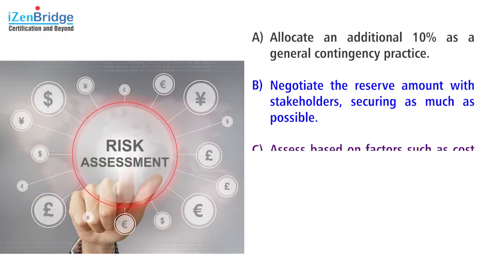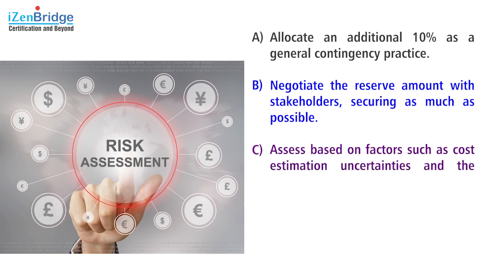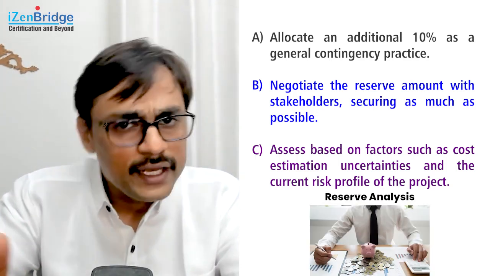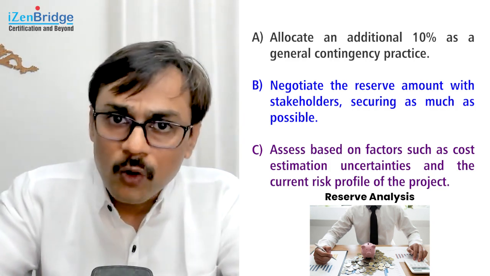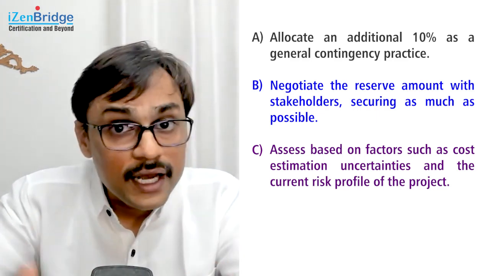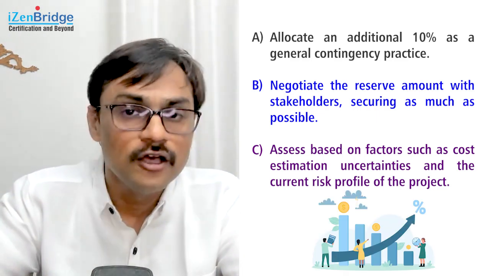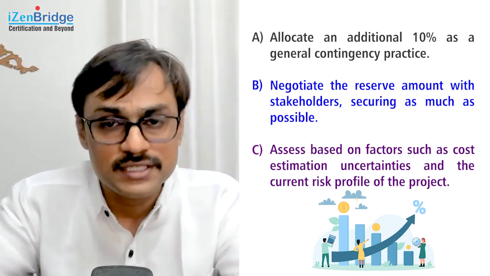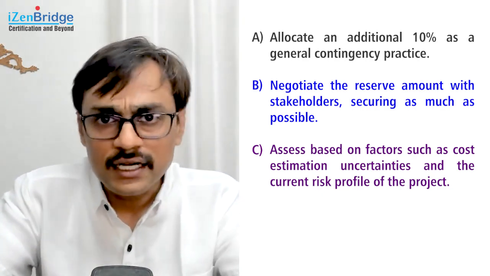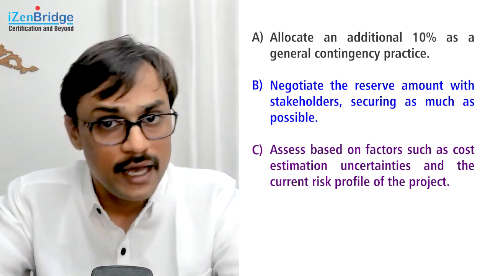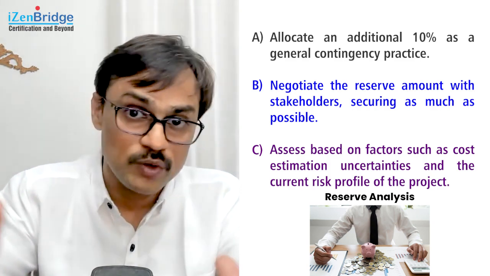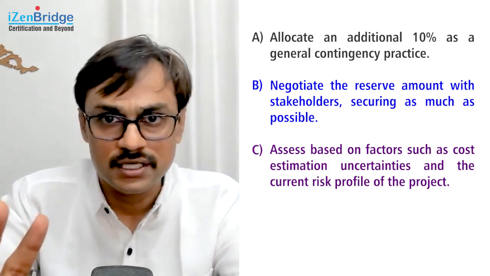Option C, assess based on factors such as cost estimation, uncertainties, and the current risk profile of the project. Perfect. And this term is called reserve analysis. So I need to conduct a reserve analysis. I need to see how much uncertainty there is in the requirements, what kind of risks we have in our risk register, what kind of score they have, what overall impact we project on the risk if these things go wrong. And based on that, I need to do a reserve analysis and come to a number. That number could be a percentage, that number could be an absolute number, but I do a reserve analysis, and that's the right way to answer the PMP question. So I put the data and the analysis and I come to a reserve number.